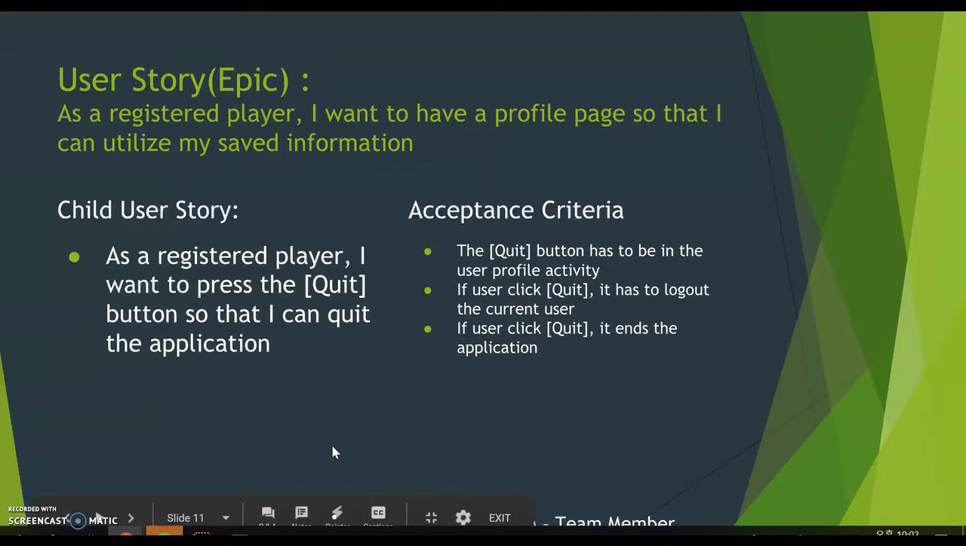And the second child user story is: as a registered player, I want to press the quit button so that I can quit the application. First, the quit button has to be in the user profile activity. Second, if the user clicks quit, it has to log out the current user. Third, if the user clicks quit, it ends the application.